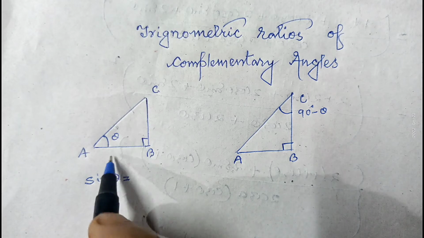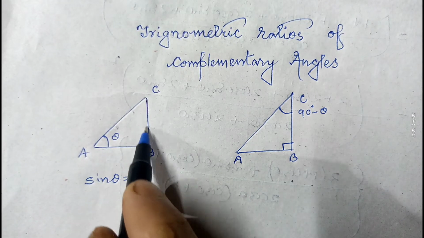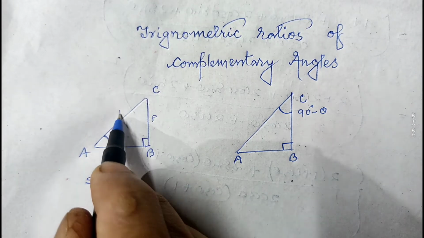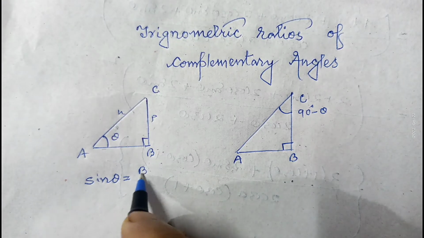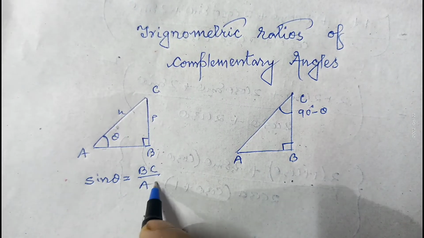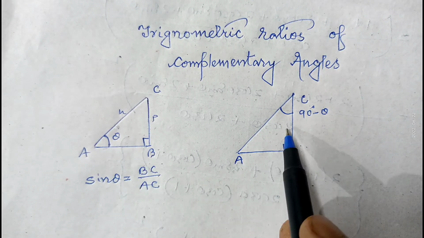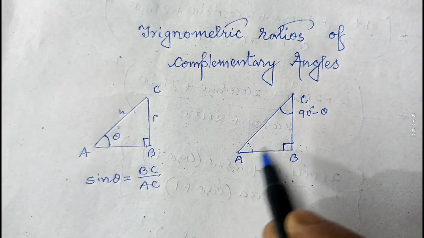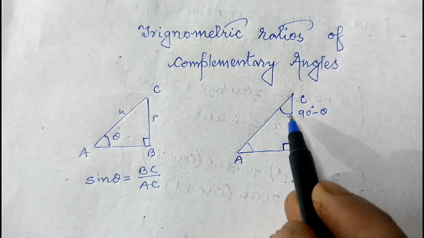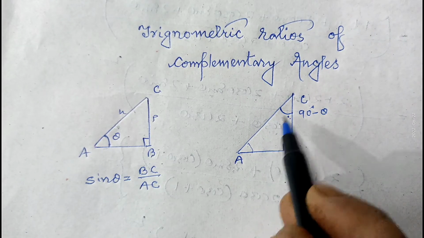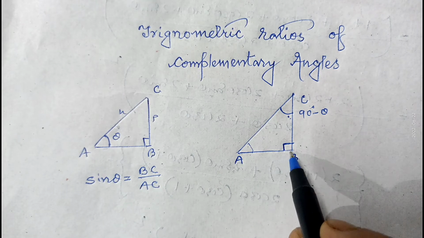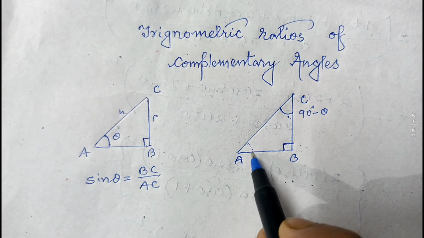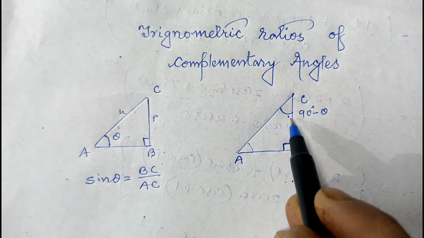So in this triangle, this is the base angle. So this is the perpendicular, this is the hypotenuse. So it will be BC by AC. If I draw the same triangle, here this is 90, this part is theta. So this angle will be 90 minus theta, because the sum of three angles will be 180. This is 90, so the sum of these two also will be 90. Now since this is theta, this will be 90 minus theta.